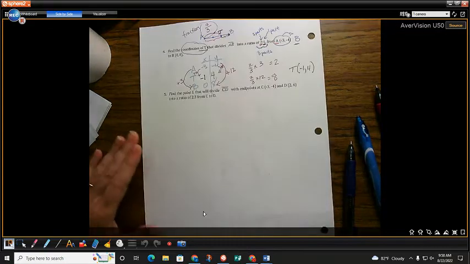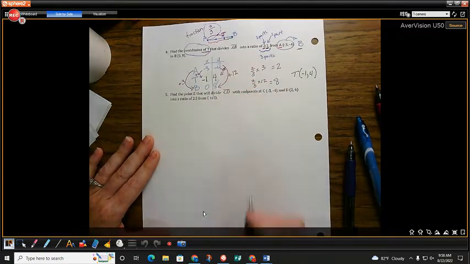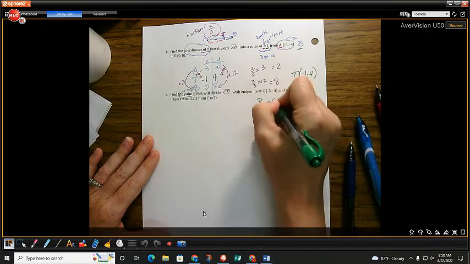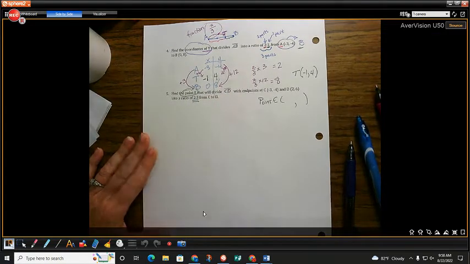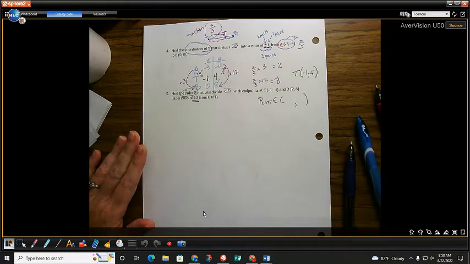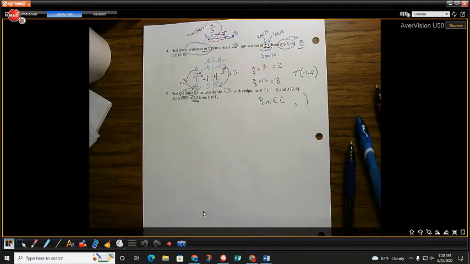So for number 5, I'm going to divide CD. My point E is what I'm looking for. Okay. What fraction will I go if my ratio is 2 to 3? Write down your answer so that you can't tell me you had it right all along. What fraction do you think the ratio of 2 to 3 is going to give you?